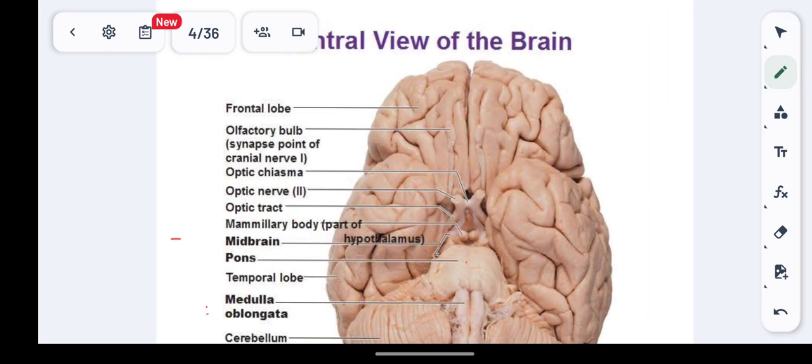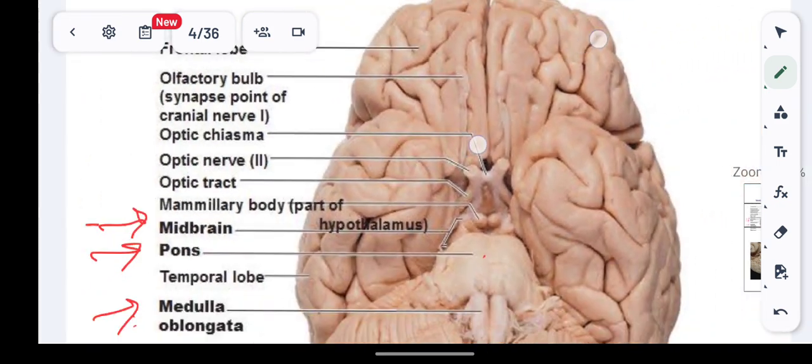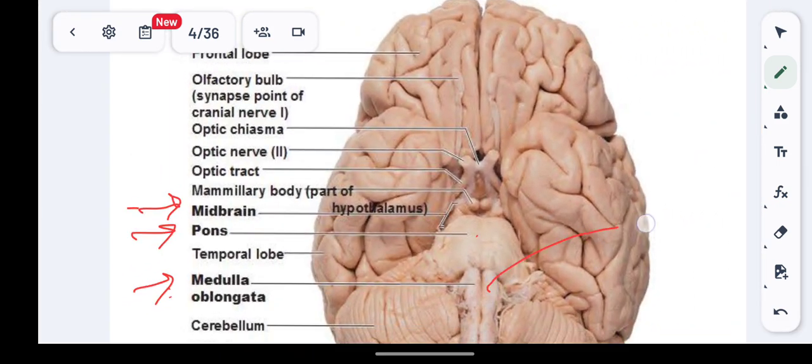So coming to anatomy, as we all know, the brainstem consists of three parts. First is the midbrain, then pons, and then medulla oblongata. The medulla oblongata consists of the pyramid, which is medial, and the olive.